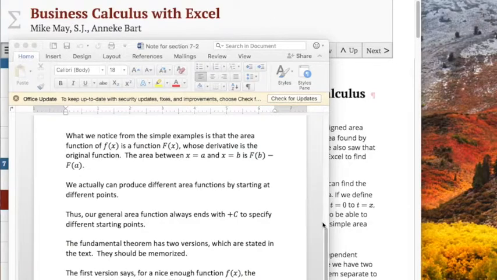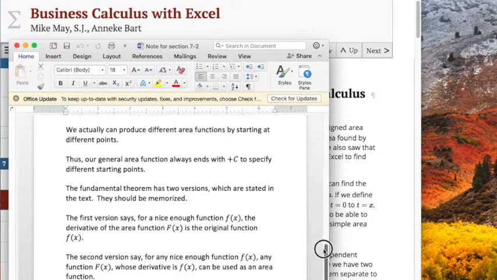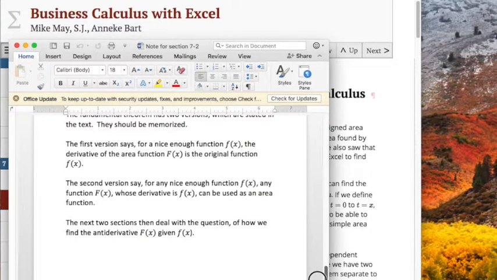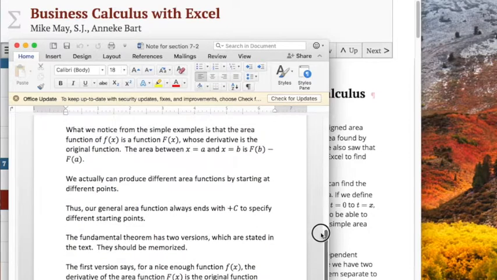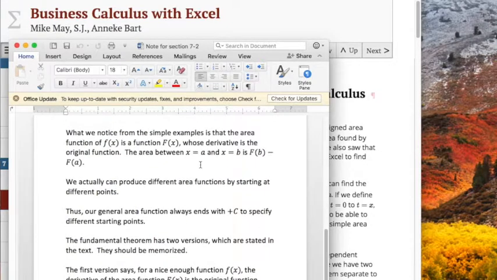That brings us to the fundamental theorem, and the fundamental theorem says if I want the area function between a and b, I can get that by looking at something whose derivative is the original function. We notice that if we add a plus c to our function, that will have the same derivative, so our area function always starts with a plus c.